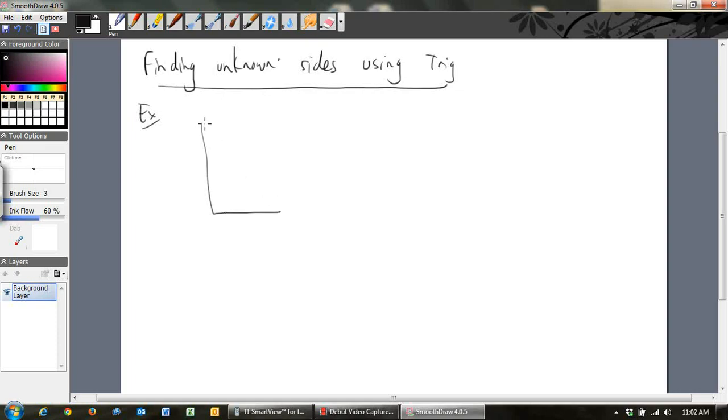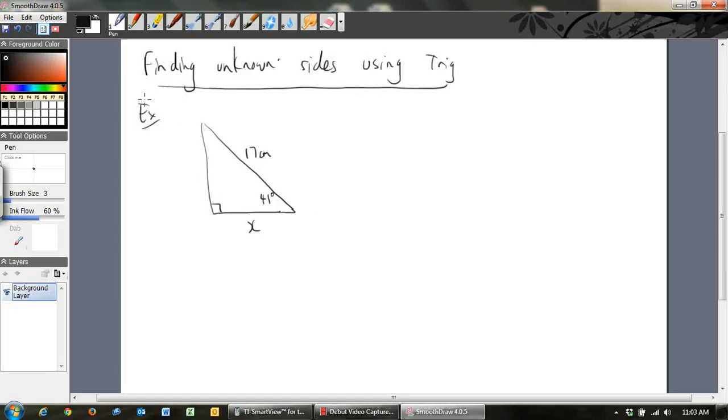Let's go with a triangle. It's supposed to be 90 degrees. It's pretty poor, but let's assume that's 90 degrees. And let's say this is 41 degrees in there. And we've got side x here. And let's say this is 17 centimeters here.